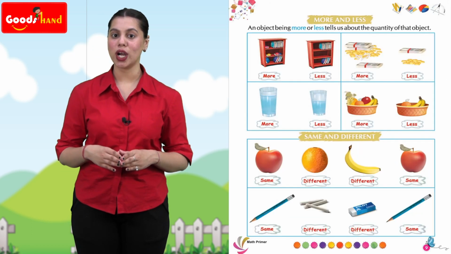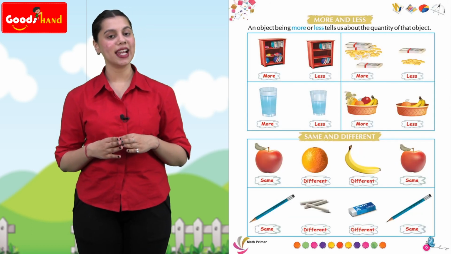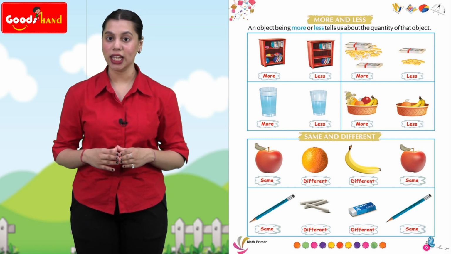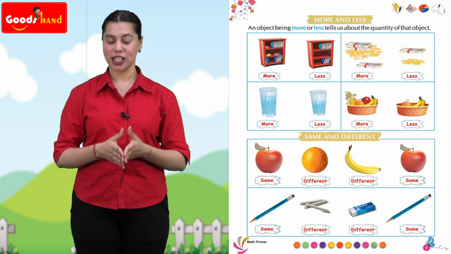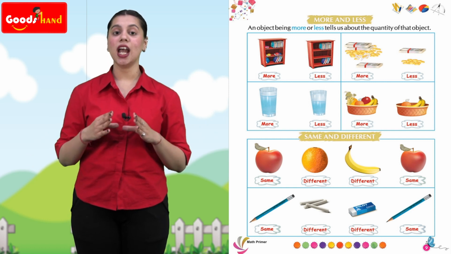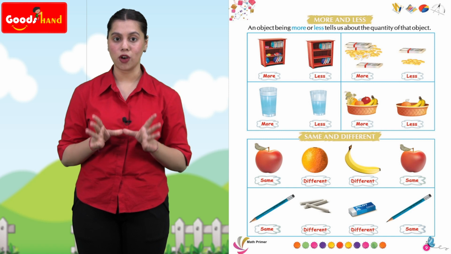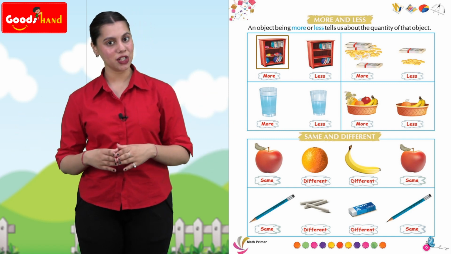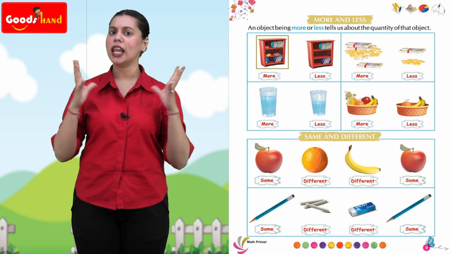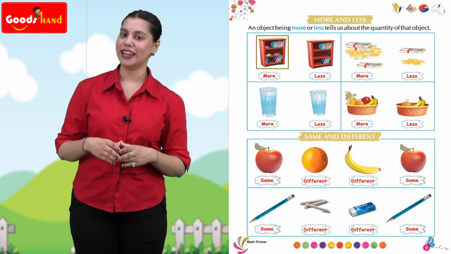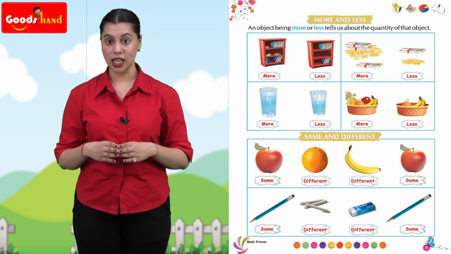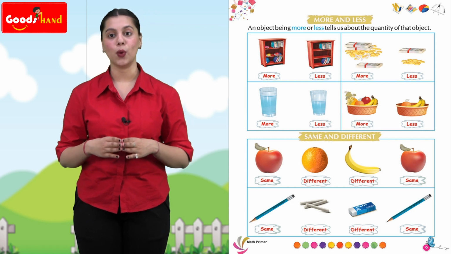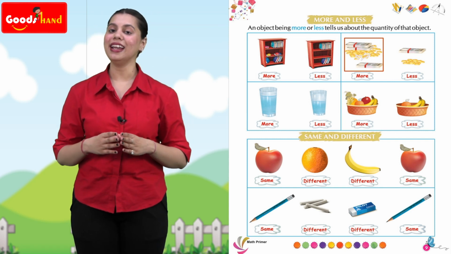Now we will move forward with the more and less. An object being more or less tells us about the quantity of the object. First, we can see a bookshelf with a lot of books, which is the more, and the other shelf has a smaller number of books, which is the less. Now we can see the coins and the currency. These are more and the other is less.